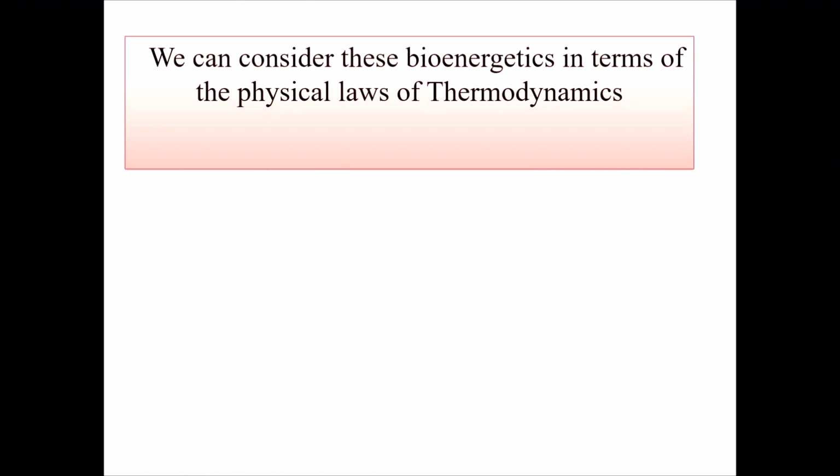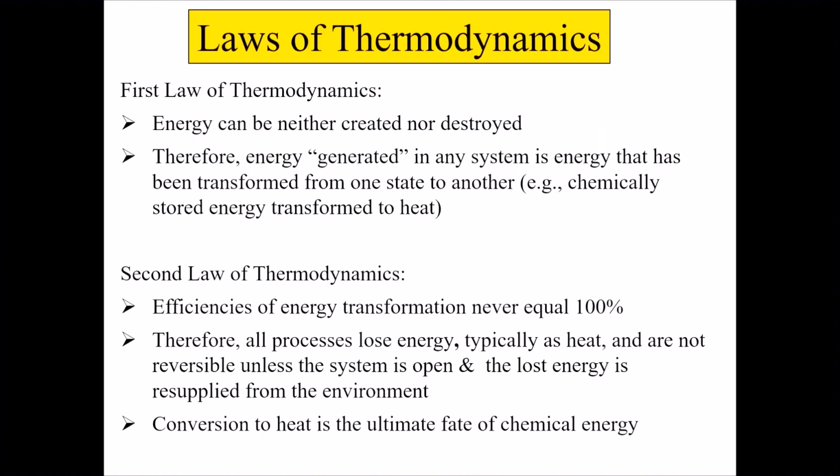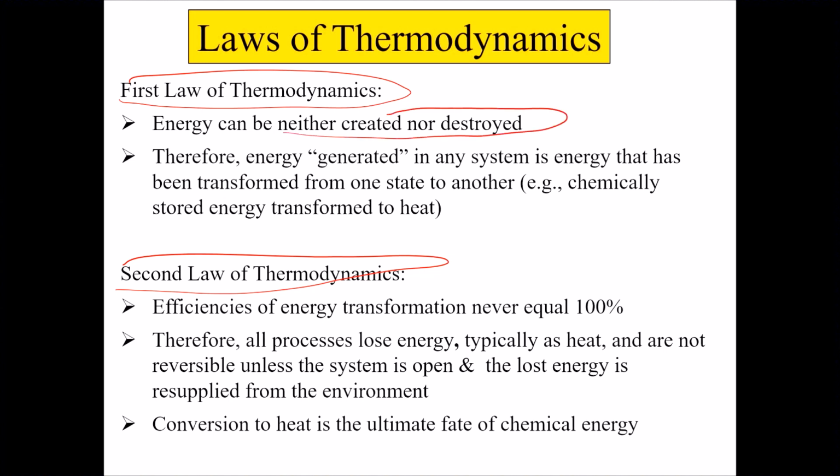So we consider these bioenergetics. Let's see these bioenergetics in terms of the laws of thermodynamics. We have the first law of thermodynamics and the second law of thermodynamics. What is the first law of thermodynamics? The first law says that energy can neither be created nor destroyed. So what does it mean? It means that the energy generated in any system is energy that has been transformed from one state to another state. It can be transferred from one form to another form, but it cannot be generated nor destroyed.